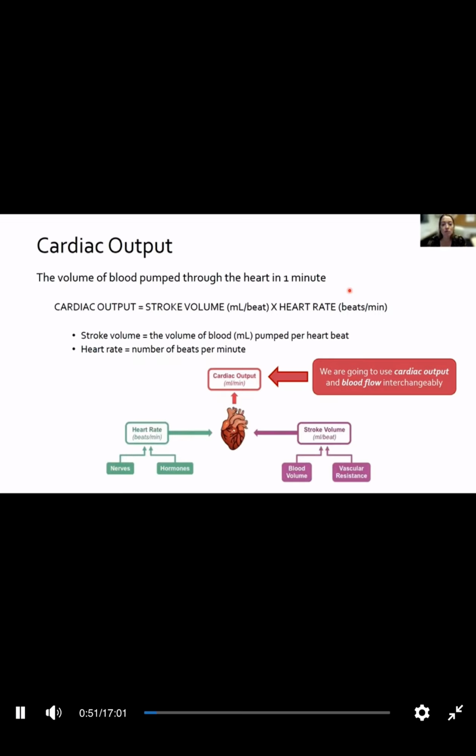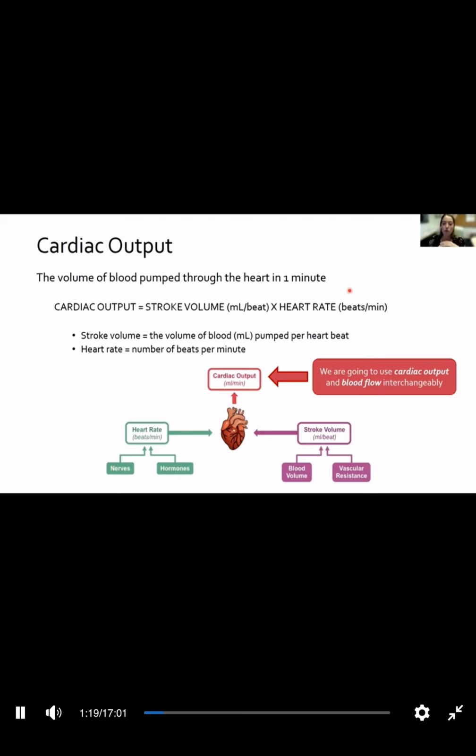This is the volume of blood pumped through the heart in 1 minute. So this is the calculation. It is the combination of stroke volume and heart rate. Stroke volume is the volume of blood in milliliters that is pumped per heartbeat, and the heart rate is the number of heartbeats. So stroke volume times heart rate: milliliters per beat times the number of beats per minute will give us cardiac output.